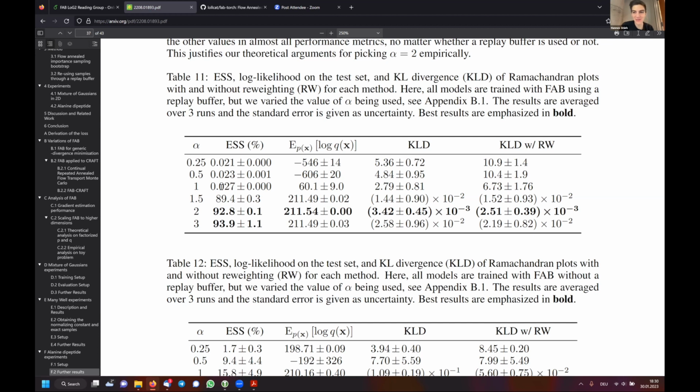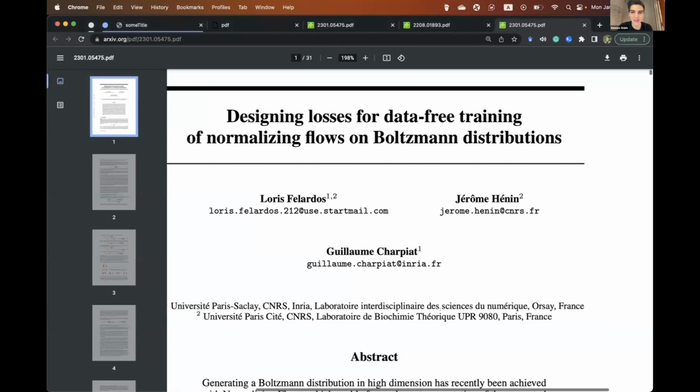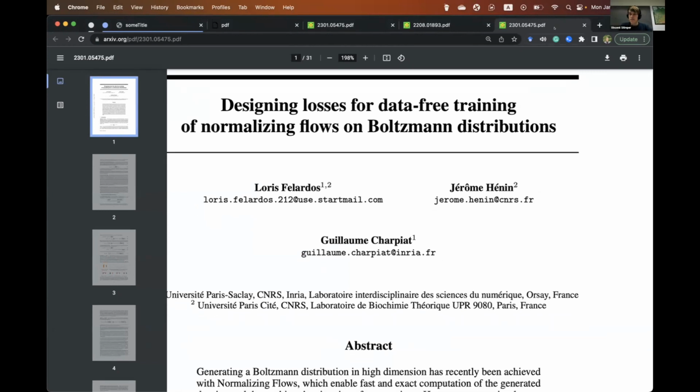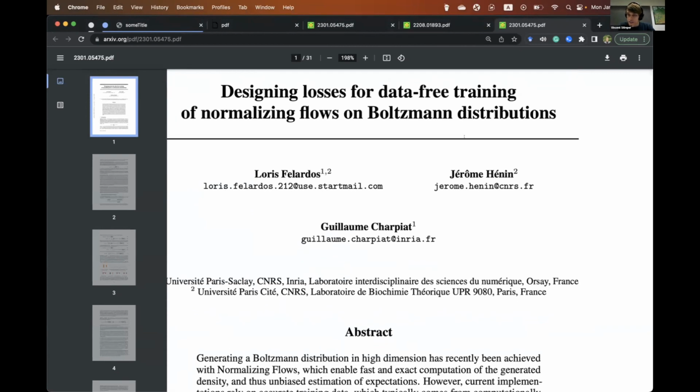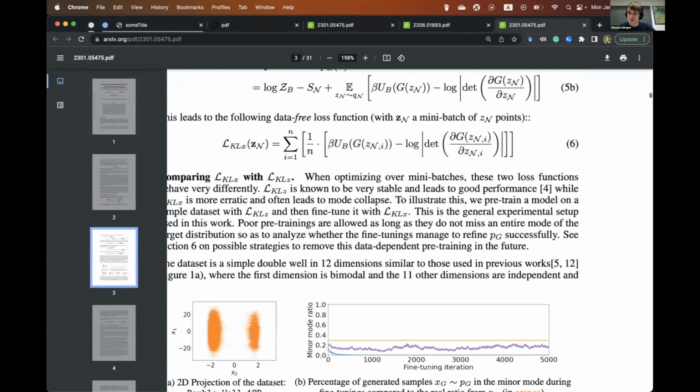Before you get to some last words, do you know this paper right here? Designing losses for data-free training of normalizing flows. Yeah, I know it. Indeed, we had a look at this. There are a few things which we thought are a bit strange in this paper.